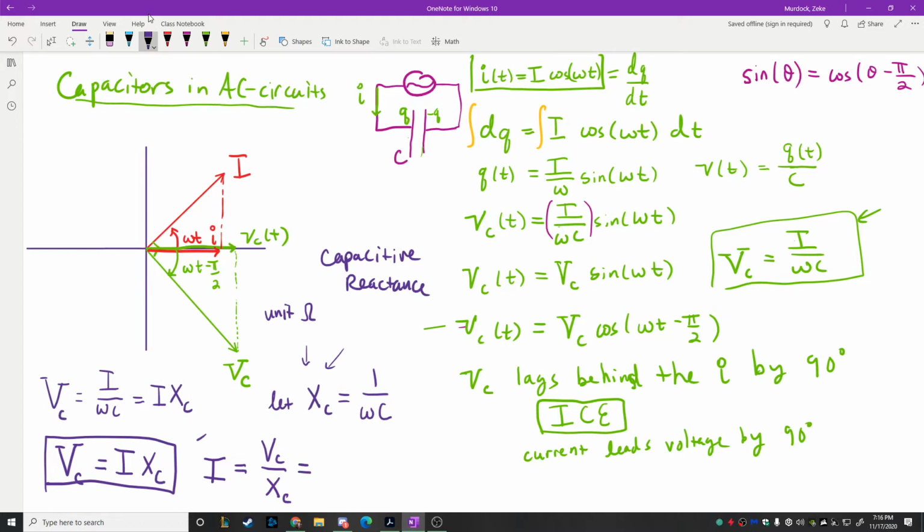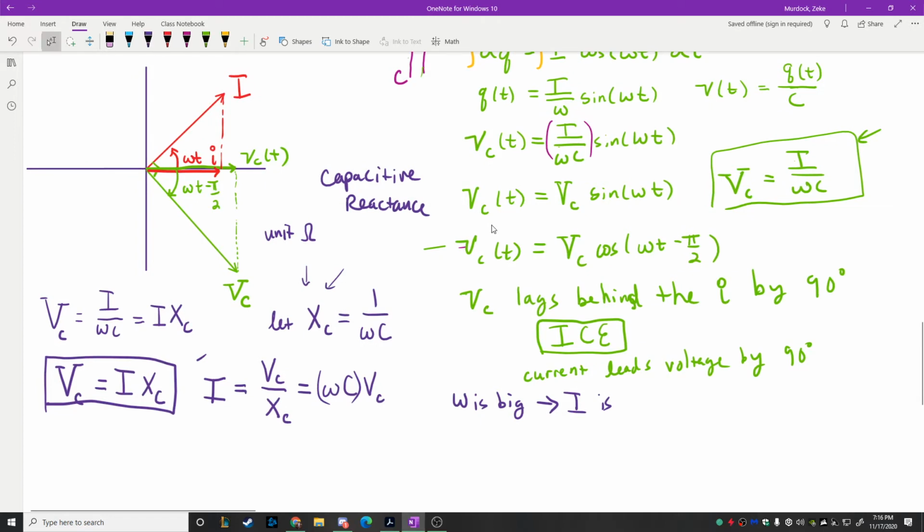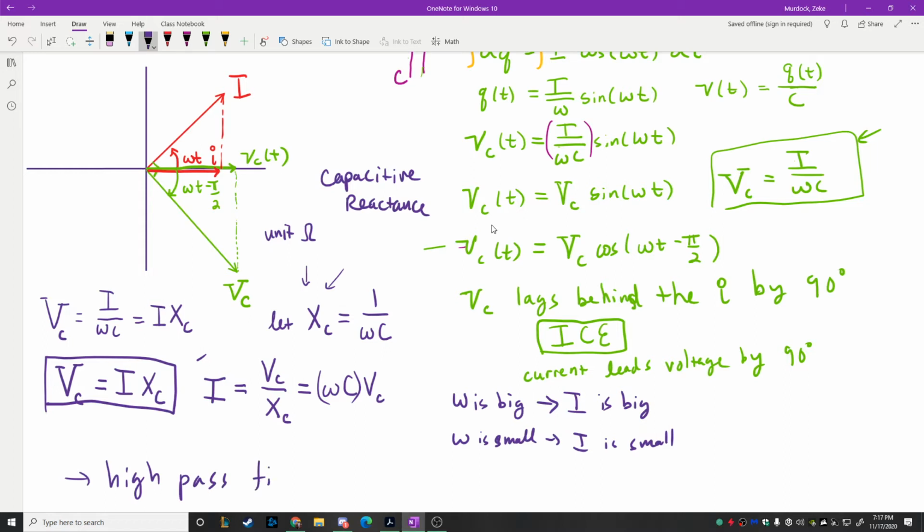But if we think about what this looks like over here, because it shows up in the denominator, the current would look like omega c times Vc, right? So what's going to happen here? If omega is big, what does that mean about the output current? If the frequency of the oscillation of the source is big, what does that mean about the output current? Current's large, yep. And if omega is small, that leads to current being small. So the capacitor can be used to produce what's called a high-pass filter, and that means it lets through the really high-pitched sounds. Okay? Any questions about that?